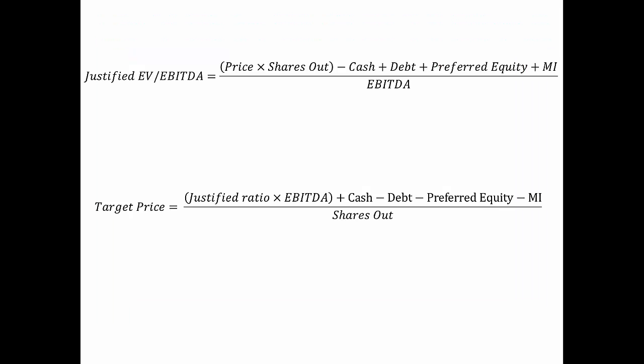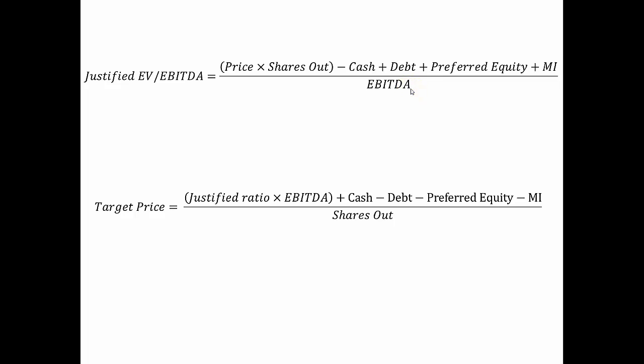So let's take a look at the formula for enterprise value. In particular, this top formula is relating the justified enterprise value to EBITDA ratio to the following. The price times the shares outstanding. That's of course the market capitalization. You're subtracting off cash, you're adding debt, you're adding preferred equity, and you're adding minority interest, and then you're ultimately divided by EBITDA. Of course, EBITDA is the earnings before interest, taxes, depreciation, and amortization.